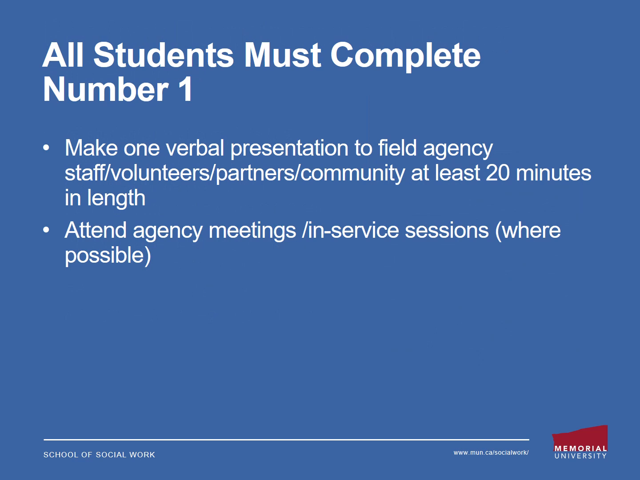What are the learning tasks from number 1? First off, all students have to do one verbal presentation to the field agency, and that could be just the field instructor and agency mentor, or it could include the staff team, executive director, could be volunteers, could be community partners, could be a board of directors. The presentation is something we often get questions about from students and field instructors.